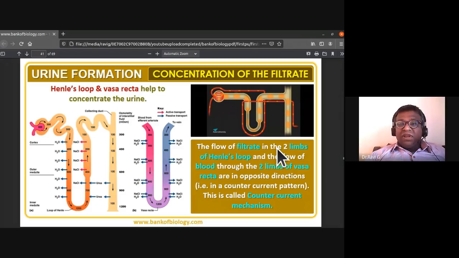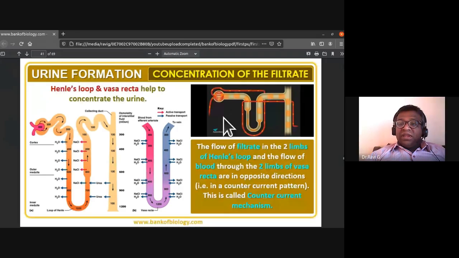So the flow of filtrate in the two limbs of Henle's loop and the flow of blood through the two limbs of vasa recta are in opposite directions. The flow of blood will be in the opposite direction. So that is in a counter current pattern. So this is called the counter current mechanism. So what is the counter current mechanism?